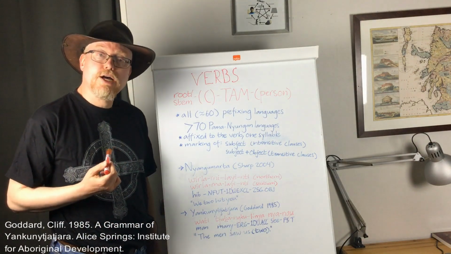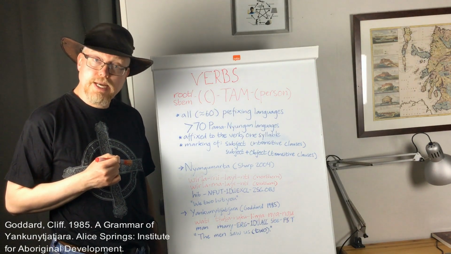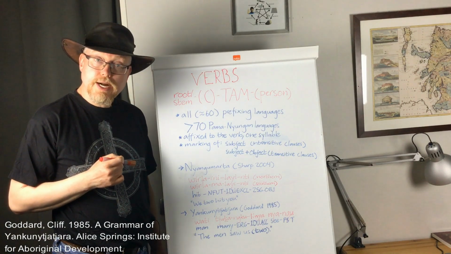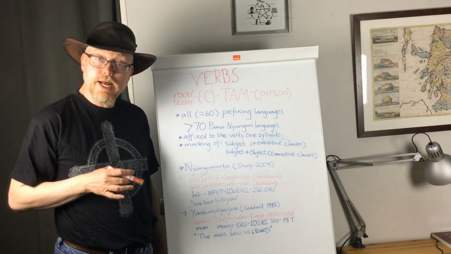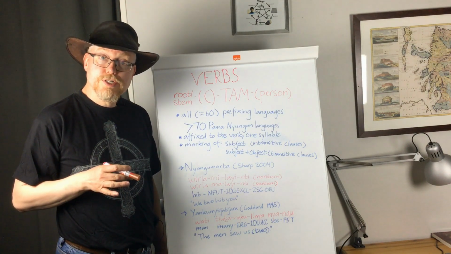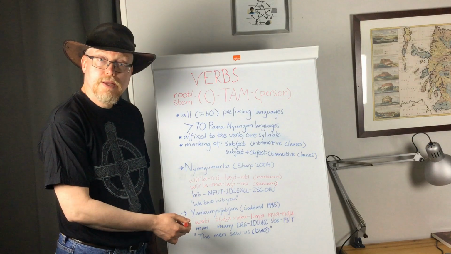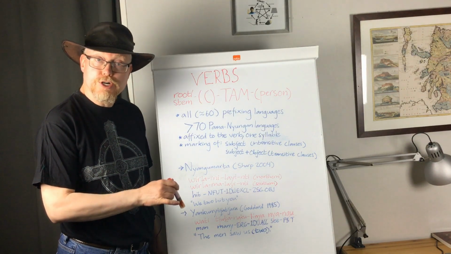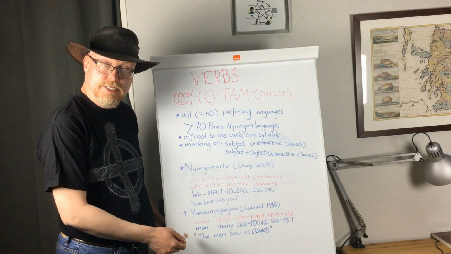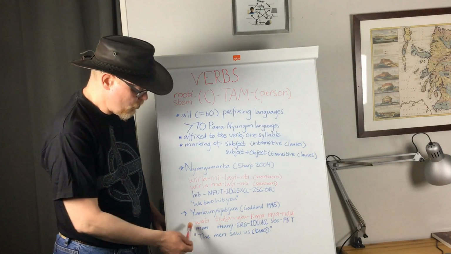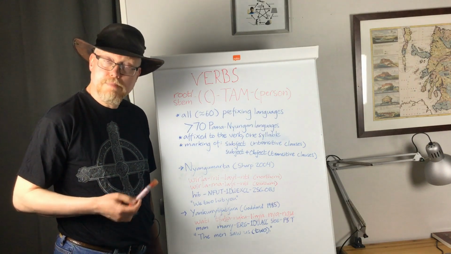And I found this example in Cliff Goddard's Yankunytjatjara grammar from 1985. Yankunytjatjara is a Western Desert dialect, and in Western Desert dialects, person markers are taken either by the first word of a clause or by the final word of the first phrase. So here we have a phrase that consists of 2 words, wadi, man, and juda, many, and means many men.